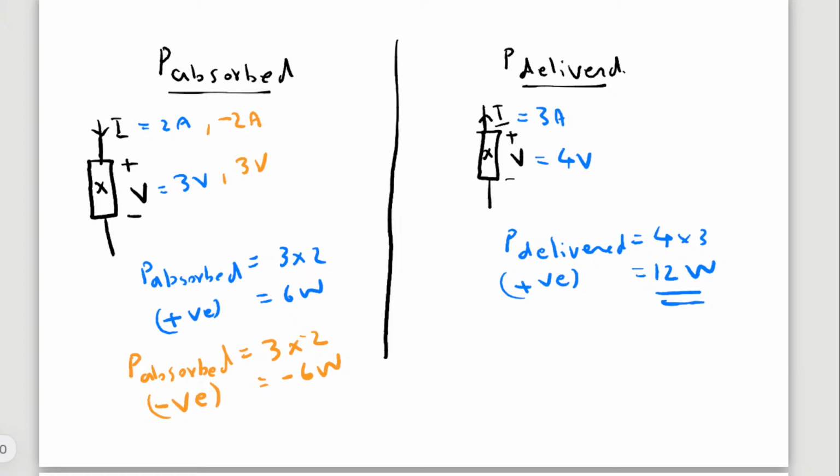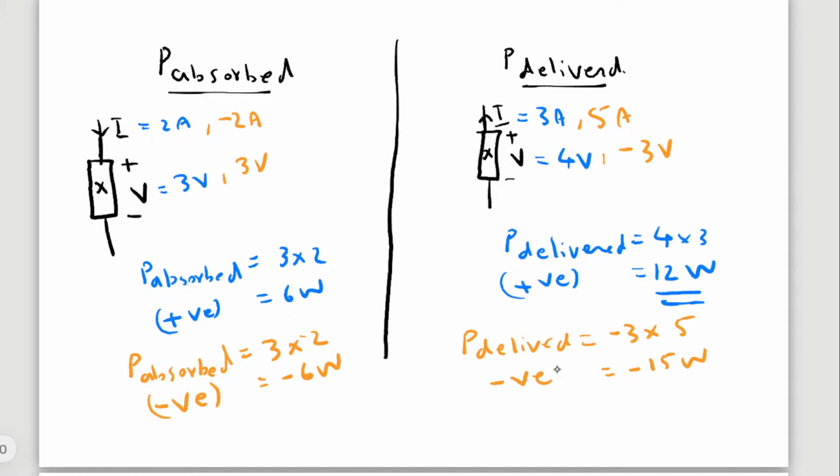Let me consider another example. Let me take this as 5 ampere, and the voltage as minus 3 volt. In this example, the power delivered will be minus 3 into 5, that is minus 15 watt.